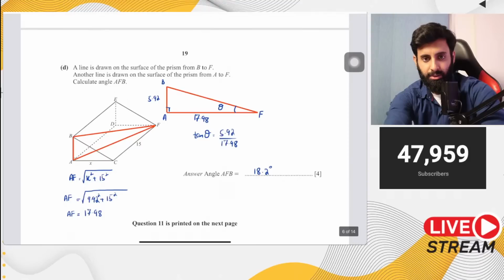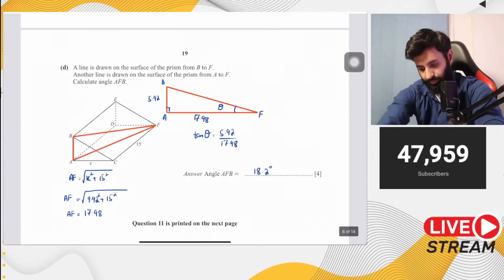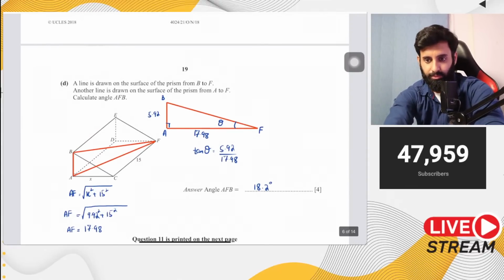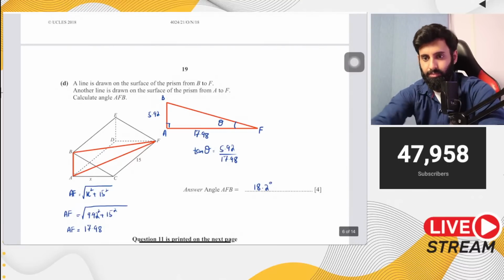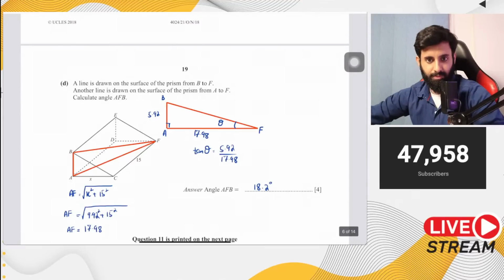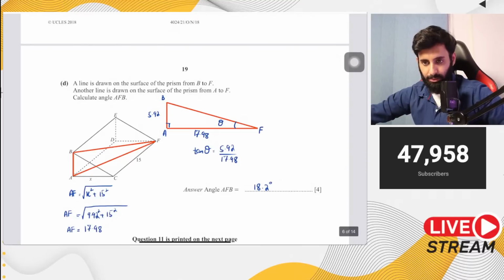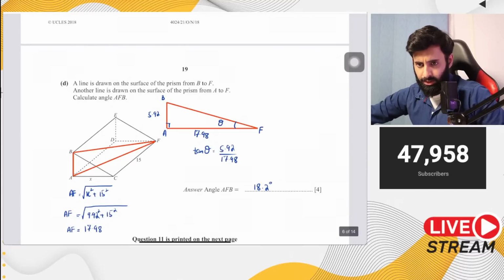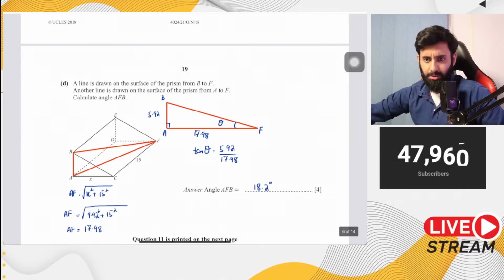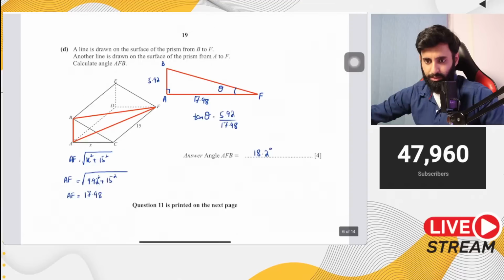So what are your thoughts on this question? Easy, medium, hard. Then let's do another question. Remember, all angles are given correct to one decimal place, okay? If you've been getting a good score consistently, then that's good enough.